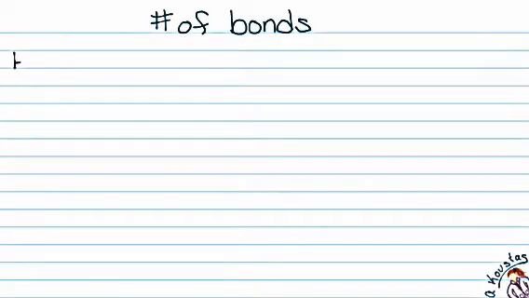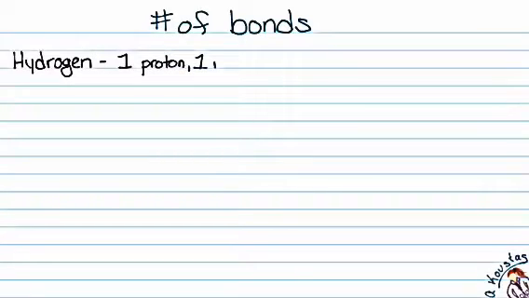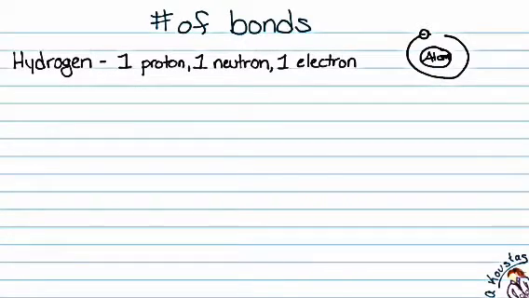Let's start with hydrogen. Hydrogen is made up of one proton. Because it has one proton, a normal hydrogen atom also has one neutron and one electron. This leaves one empty space in the electron orbital. Hydrogen atoms will therefore make one bond in order to fill up this empty space.